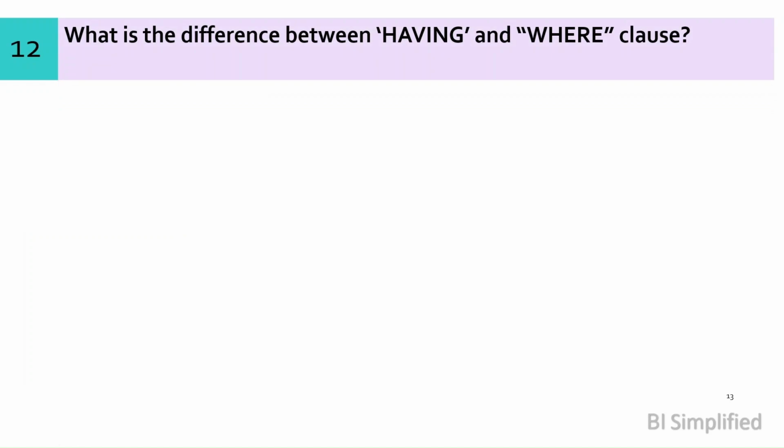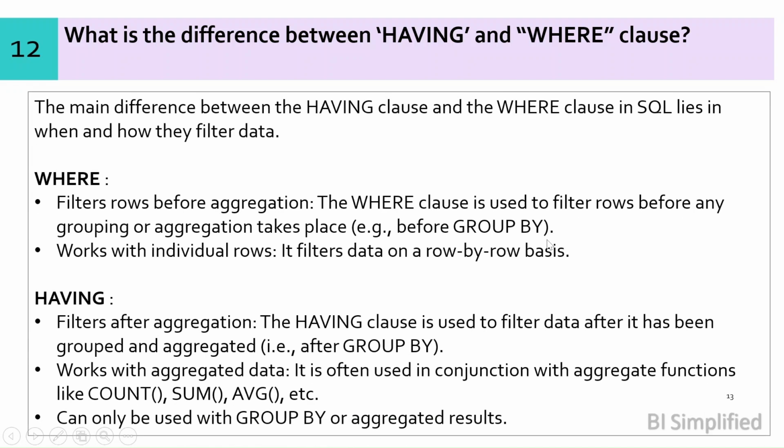Next question. What is the difference between HAVING and WHERE clause? The main difference between the HAVING clause and the WHERE clause in SQL lies in when and how they filter the data. So the WHERE clause is basically used to filter rows before aggregation. The WHERE clause is used to filter rows before any grouping or aggregation takes place, that is before GROUP BY. And the WHERE clause also works with individual rows. It filters data on a row by row basis.